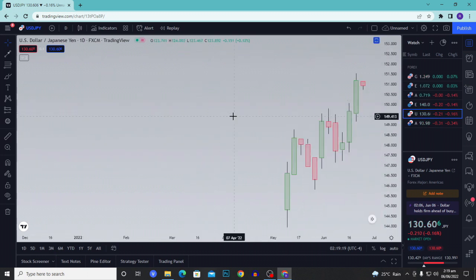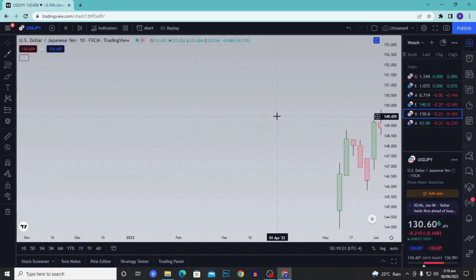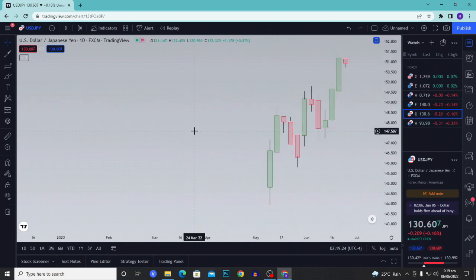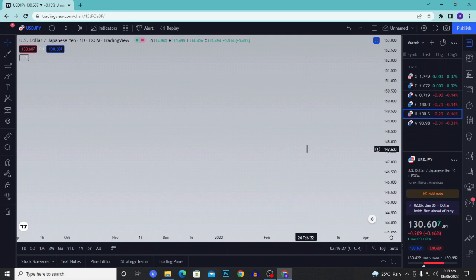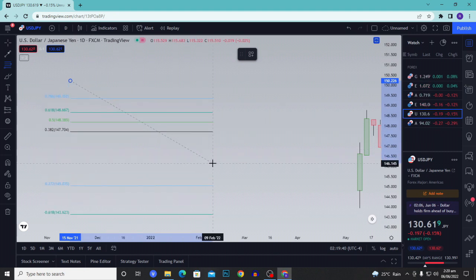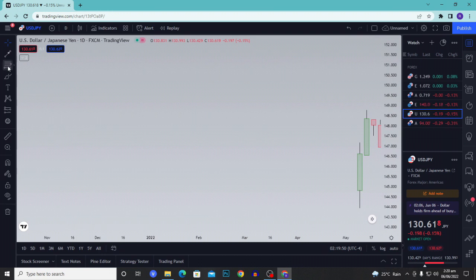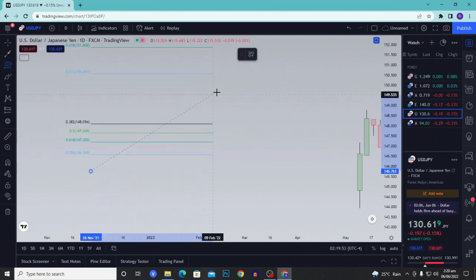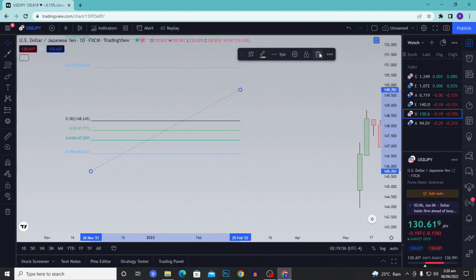So I'm going to be teaching you now how we draw the Fibonacci tool. If price is going down and you're looking for a retracement for a sell entry, you draw the Fibonacci from the top to the bottom. So you draw it from the previous peak all the way down to the bottom. Well, if price is going up, you do the opposite. You draw it from the bottom to the top, like this.